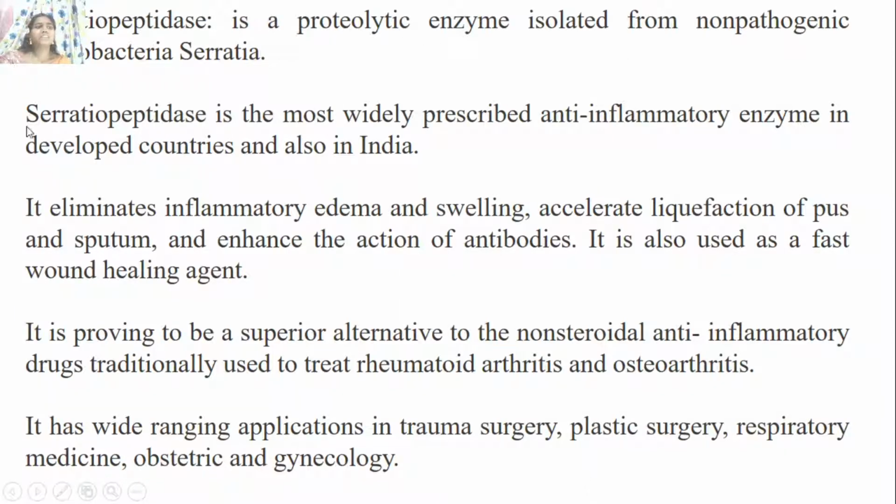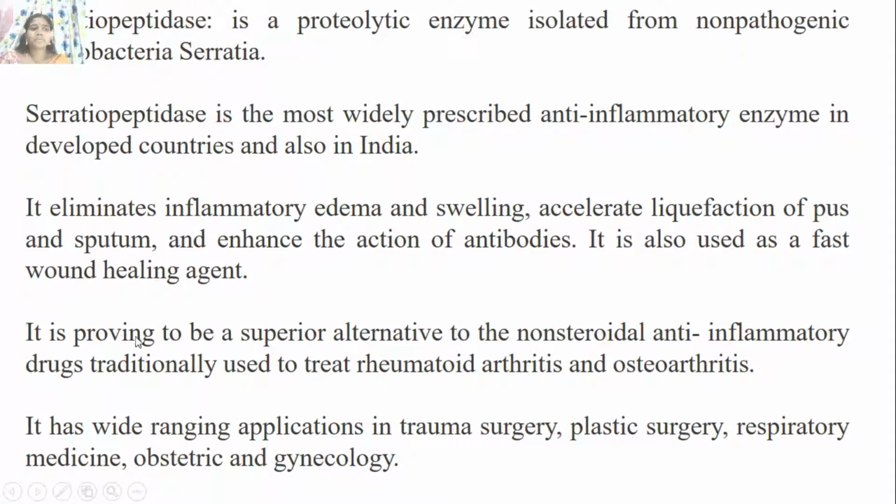The next one is Serratiopeptidase, a proteolytic enzyme isolated from non-pathogenic enterobacteria. It is the most widely prescribed anti-inflammatory enzyme in the developed countries and also in India. It is used to eliminate inflammatory edema and swelling, and it accelerates liquefaction of pus formed around wounds. It enhances the action of antibodies. It is also used as a fast healing agent.